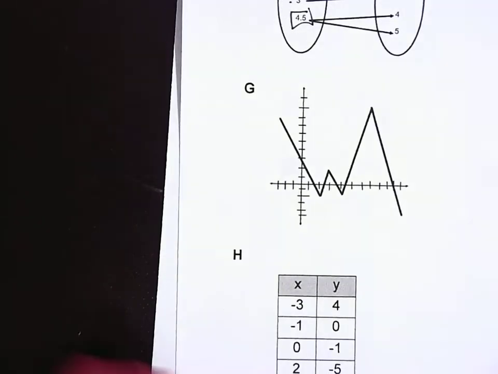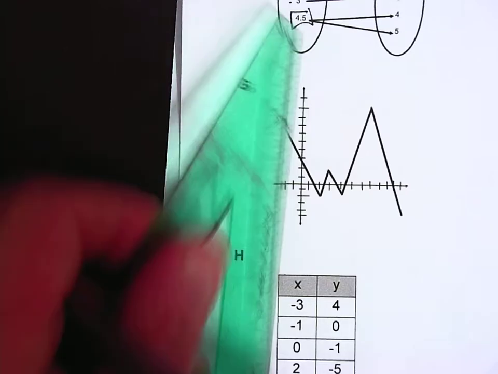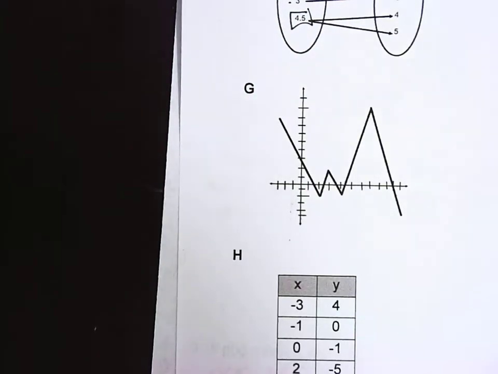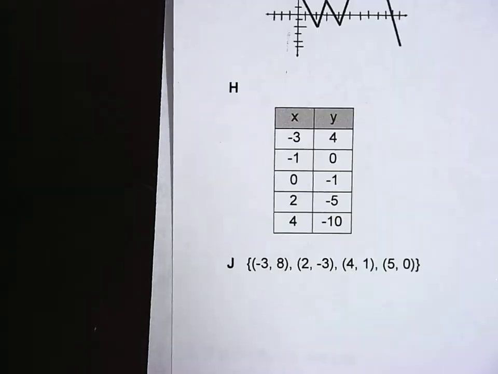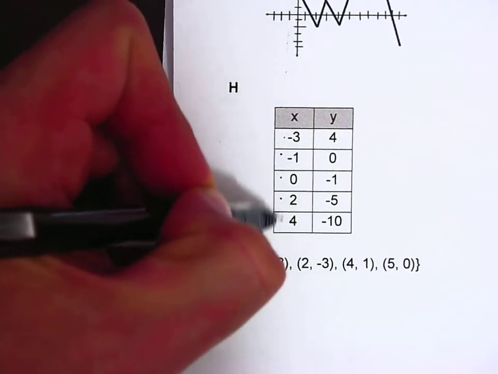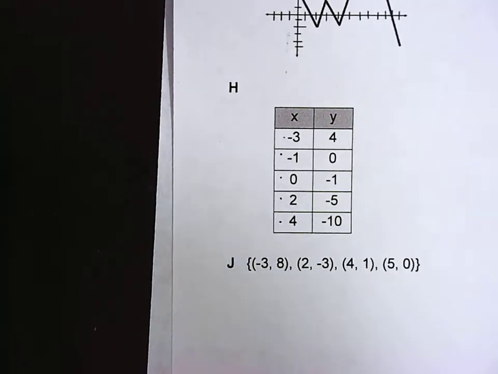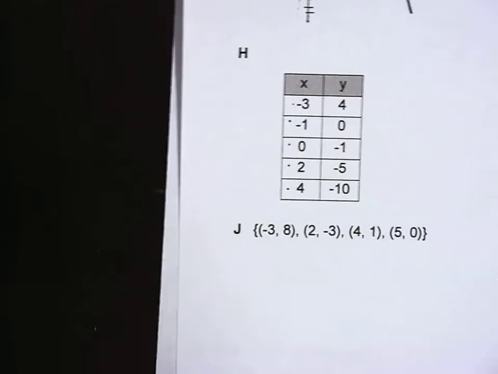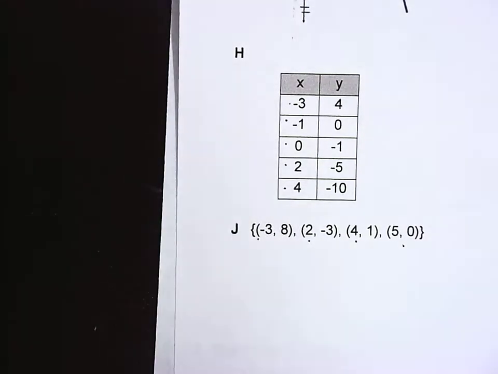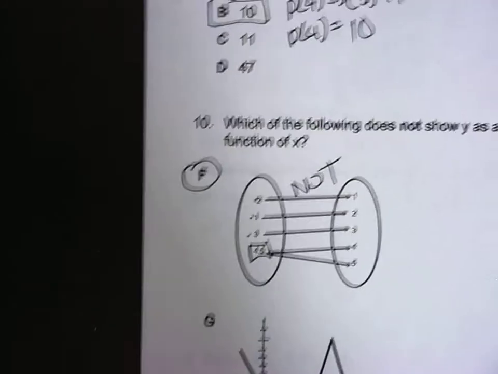Letter G, I can use the vertical line test, and I only ever hit one spot. So this one is a function, so that's not what we're looking for. Letter H, let me analyze my table here. None of my x values repeat, so I'm not concerned about them having different y values. And letter J, I'll do the same thing. I'll check my x values. None of them repeat, so I'm not worried about them not being functions or relations either. So the only one that's demonstrably not a function is choice F.